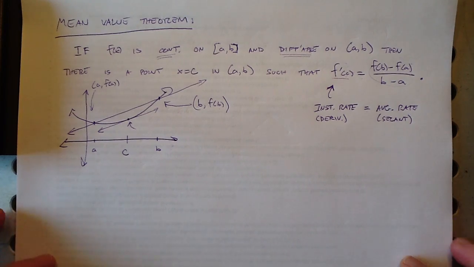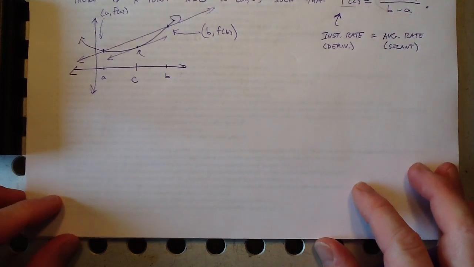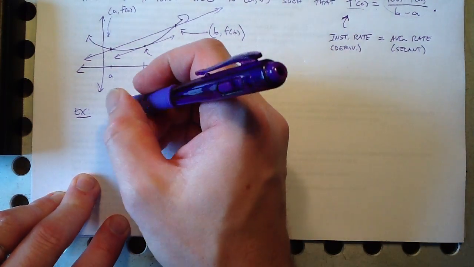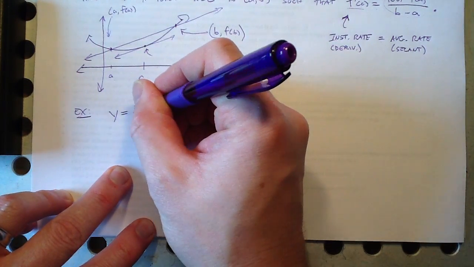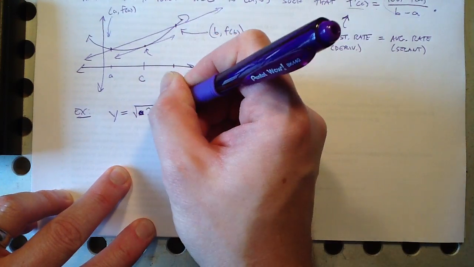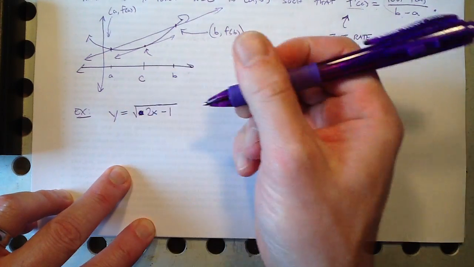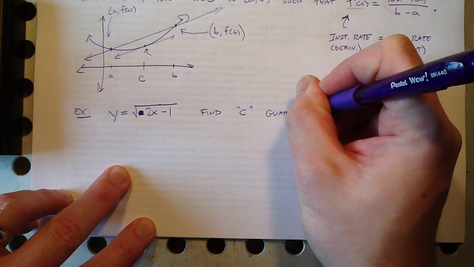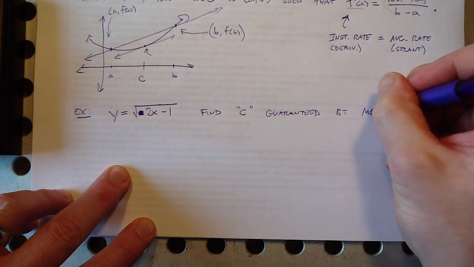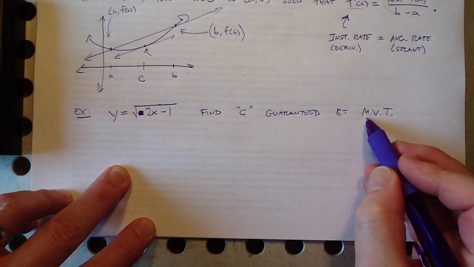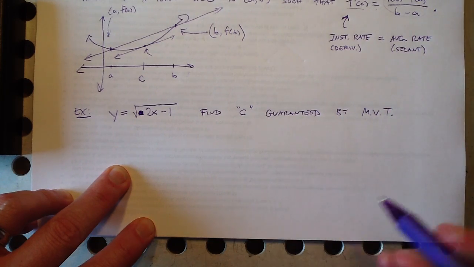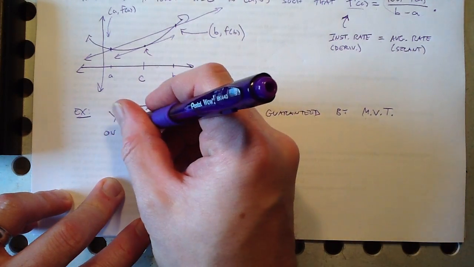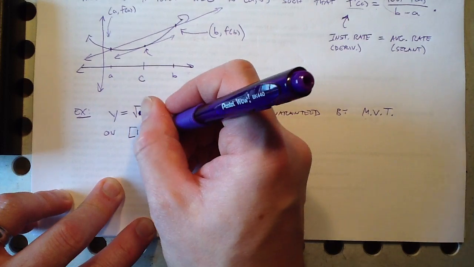So, what do we do with this? Here's the classic type of mean value theorem problem. So let's take a function like y is equal to the square root of x. Oh, let's make it more interesting. 2x minus 1. And we want to find the c that is guaranteed by the mean value theorem. Oh, by the way, did you figure out why it was called the mean value theorem? Because this is the average rate of change. So find the c guaranteed by the mean value theorem on the interval, let's say 1 to 5.